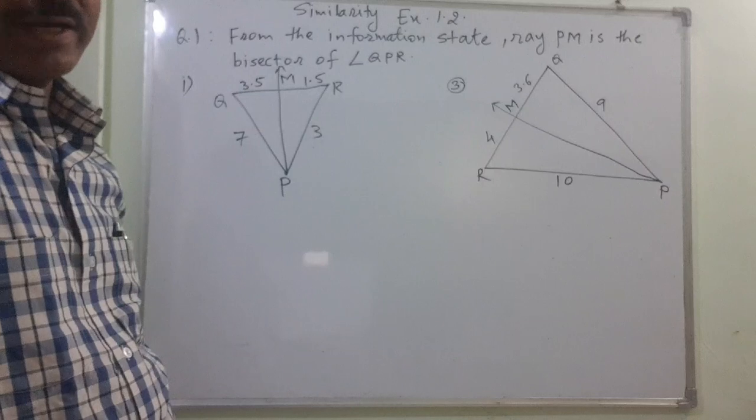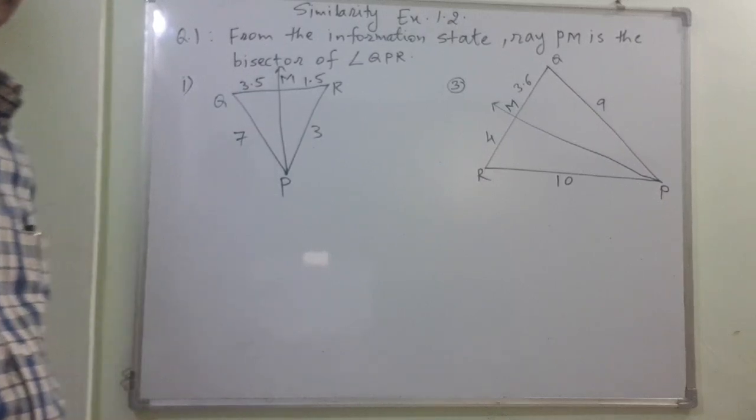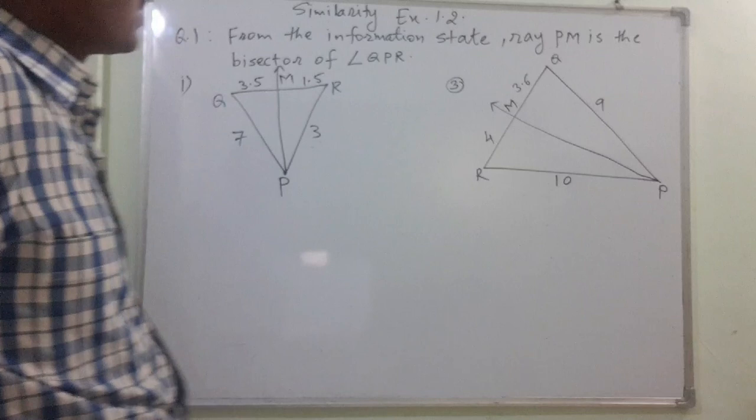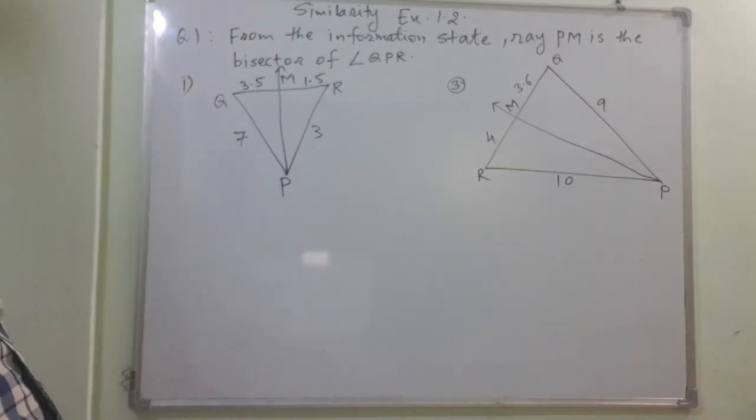We have seen the BPT angle bisector theorem, then three parallel lines and their transversal, their intercept property, and the ratio of the areas of similar triangles. That all part we have seen. Now we will solve this exercise 1.2.